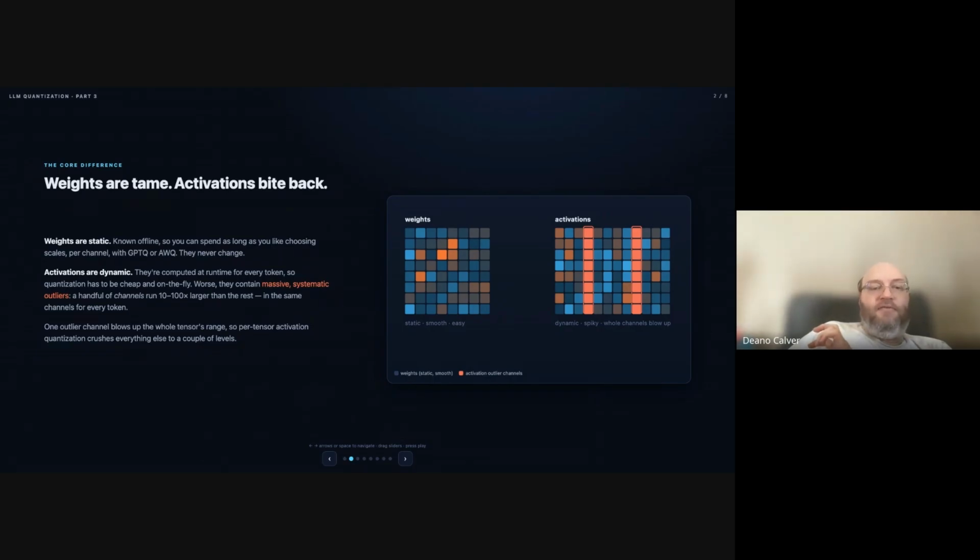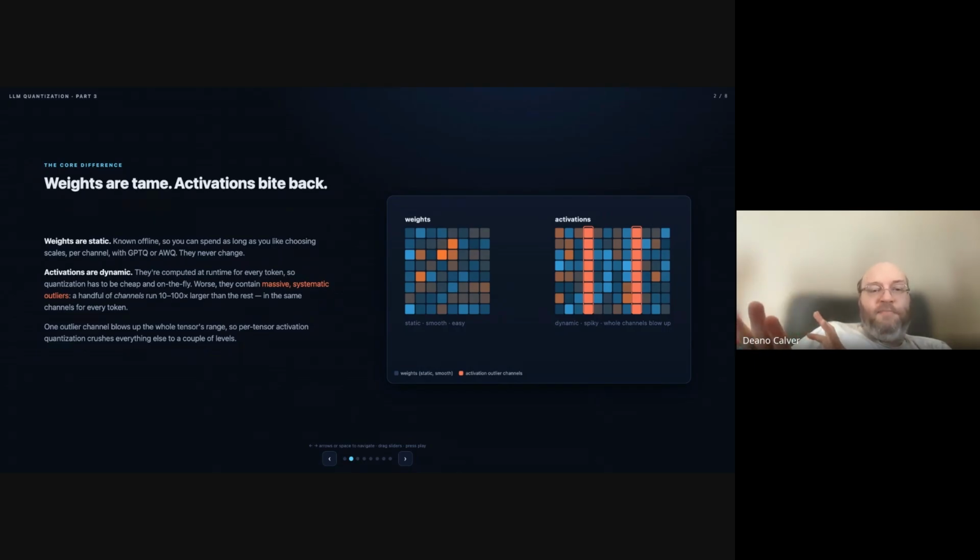The same can't be said for activations. They have these systematic outliers, and they can be 100 times bigger than all the other weights together. And even small errors just make it go nuts. They're incredibly sensitive and spiky, so you end up having to be much more careful with your activations.